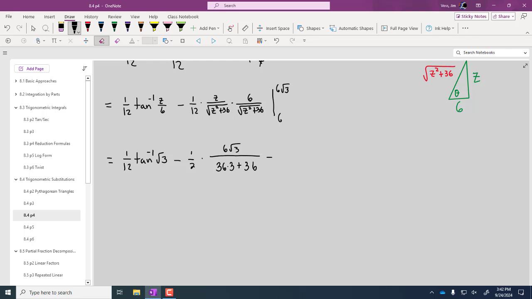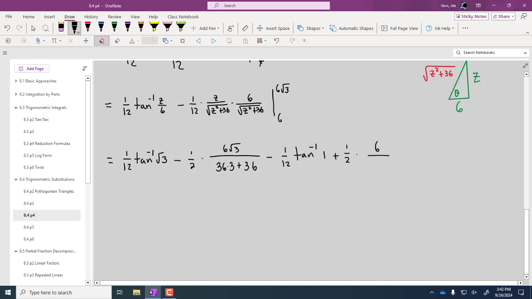Now we have to subtract off the antiderivative evaluated at 6. So this is going to be minus 1/12 arctangent of 1. Minus a minus is plus 1/2. Plugging in 6 now. So 1/2, now we have 6 divided by 36 plus 36. We'll do that in a moment.